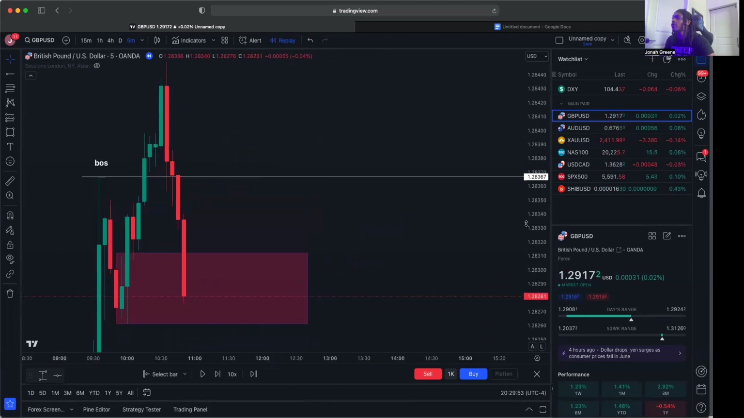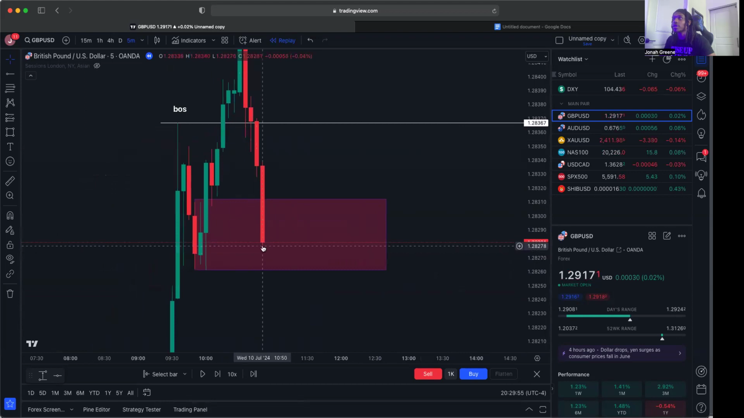Now what you want to wait for is a rejection. You see this rejection. We don't want to see it close past the zone, because if it closes past the zone, your target is invalid. So now you see a rejection. We're waiting for the next candlestick to open and break this high.